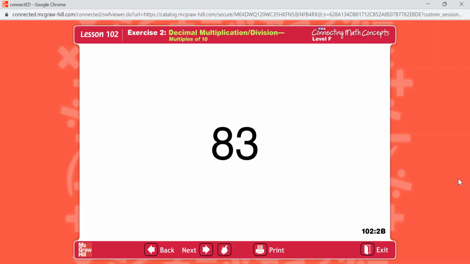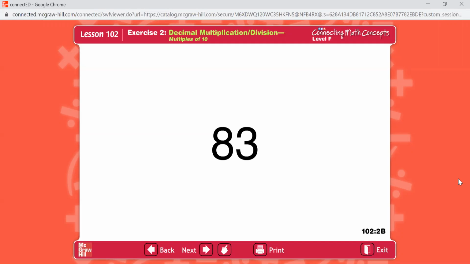83. If you divide this number by 10, the answer would be 8 3/10. If you divide this number by 100, the answer would be 83/100.